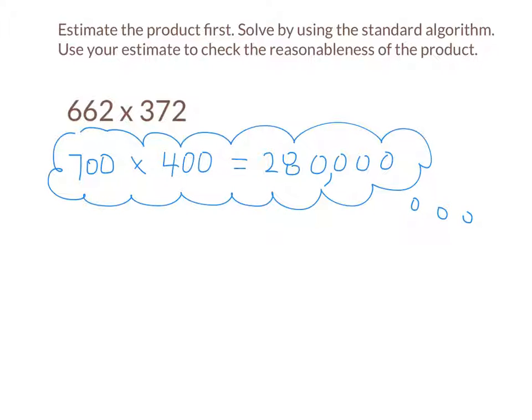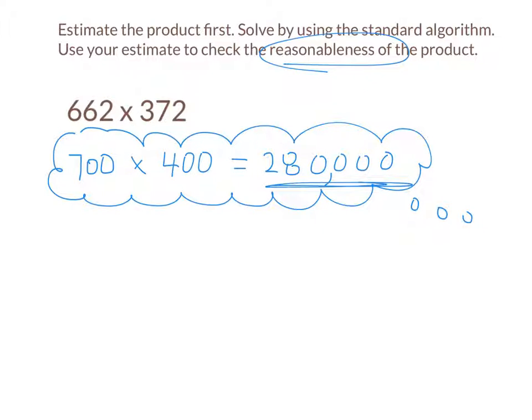So that means if we get an answer like 1,452, do you think we're in the right range? No. Or if we get 345 billion, are we in the right range? No. So estimating helps us find out how reasonable our actual answer is. Okay, so if we're somewhere in this range, then we know that it's quite reasonable.